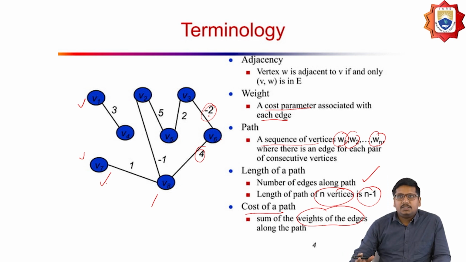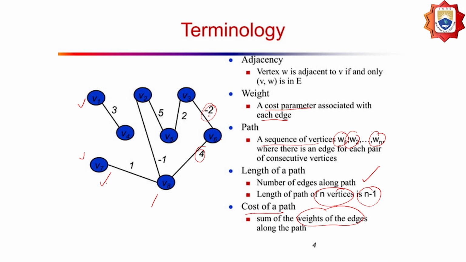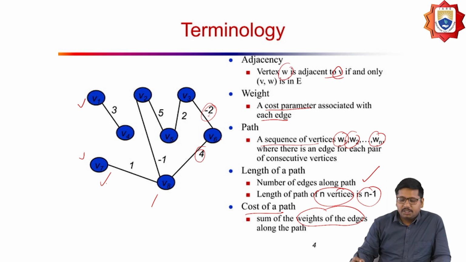So what should the adjacency be here? The vertex W is said to be adjacent to vertex V if and only if there exists an edge between them, and the weight is the cost parameter associated with each edge. The path is the sequence of vertices where there is an edge for every pair of consecutive vertices. The length of the path is the number of edges along the path, and the length of a path of n vertices should be n minus 1.